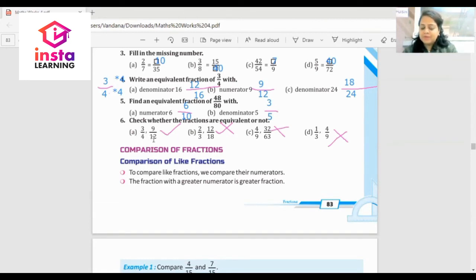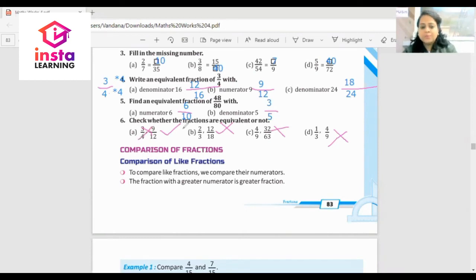3 multiplied by 12. 12 3s are, yes, 36. 4 9s are 36. So these are equivalent fractions, or you can draw a line here for cross multiplication, like this. Now it's very easy. 3 multiplied by 12, 36. Same number. 9 4s are 36. Same number. So it is your equivalent fraction.